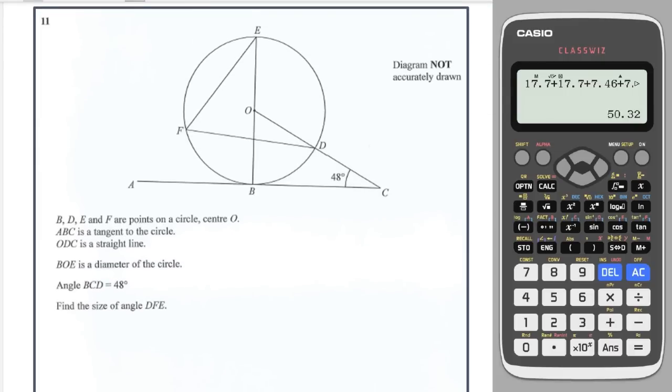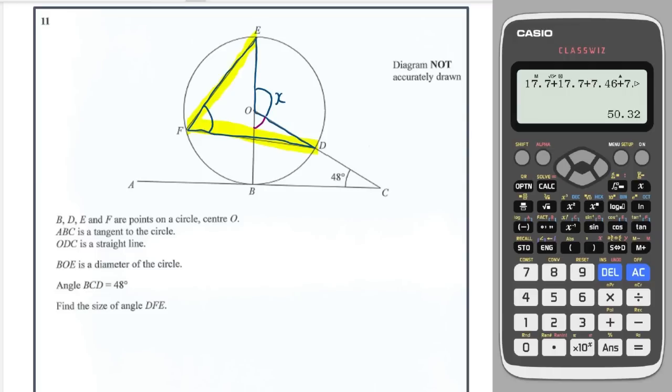Okay, question number 11, and it's asking us to find the angle DFE. So I draw a line from D to F and then to E. So this is the angle I'm looking for. I've also spotted here that I've got this arrowhead shape, and that means that the angle at the centre is twice the angle at the circumference. So if I could find this angle, let's call it X, that would be really helpful.